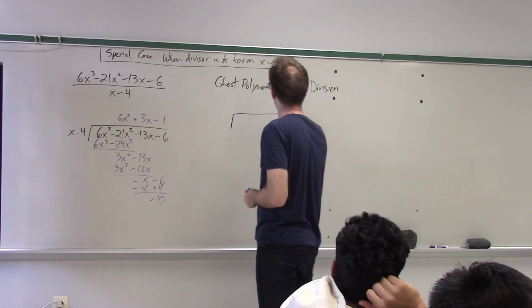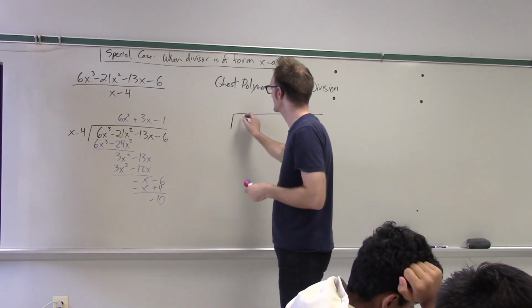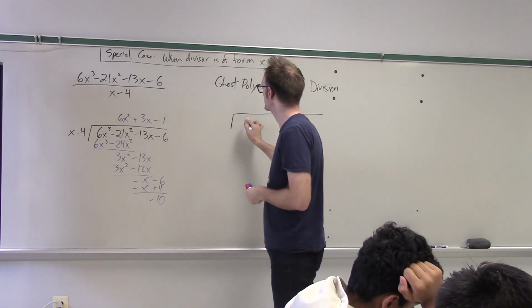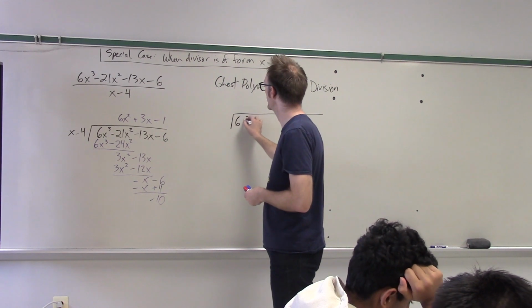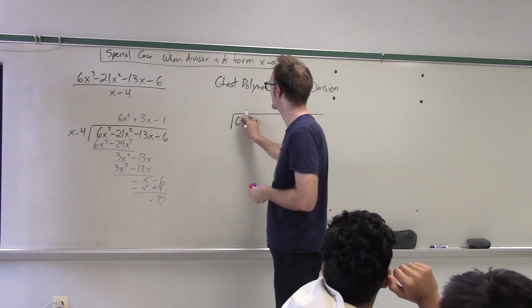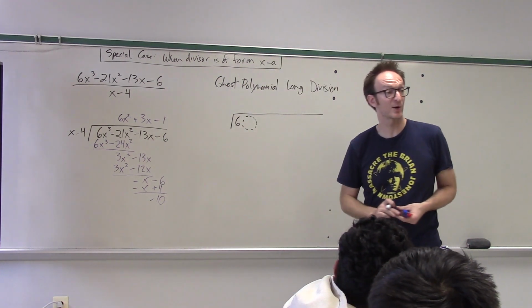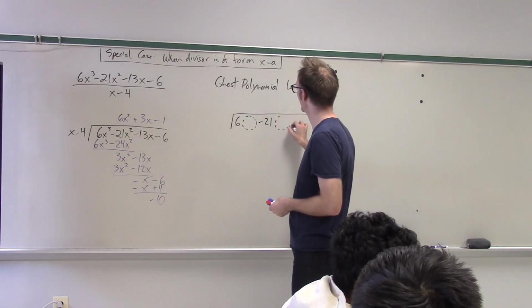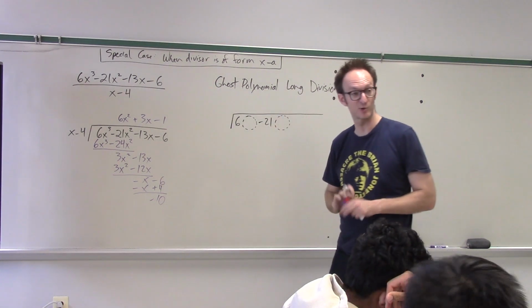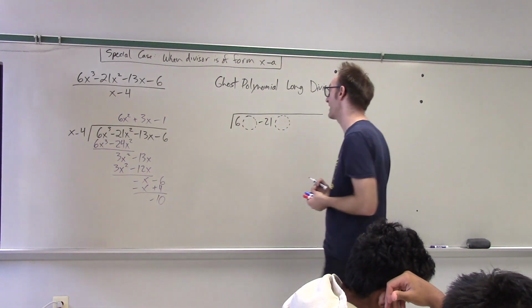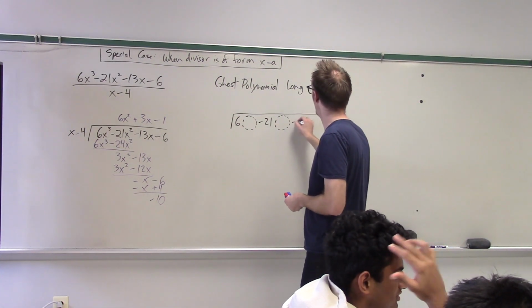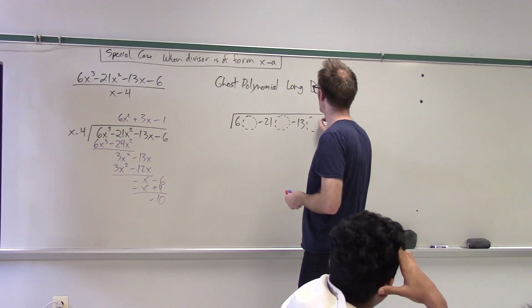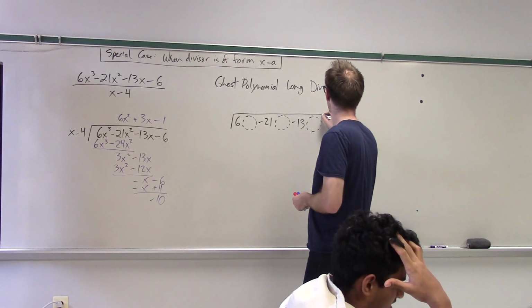It's the exact same thing, but now I just write less. This is like 6, right? But I'm just going to agree to not write x cubed, because I don't need to. And then I'm going to write minus 21, and I'm leaving a little blank space, like a ghost, because they all disappeared, right? All right, good. Minus 13, and then minus 6, okay.